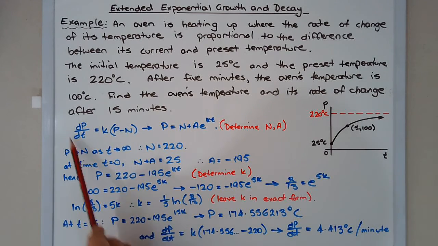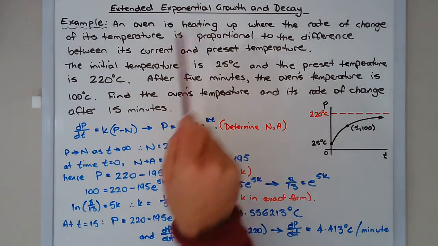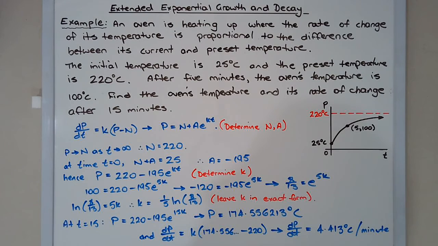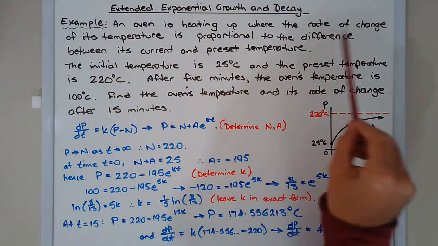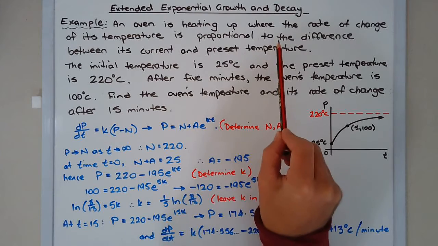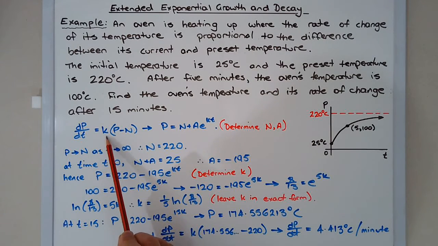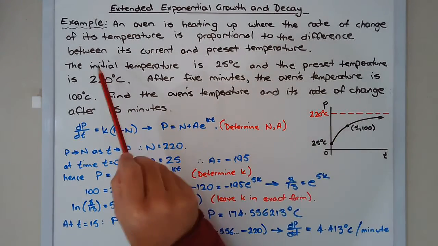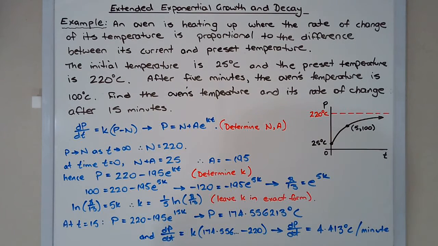Now this differential equation here models this situation. So an oven is heating up where the rate of change of its temperature, that's dP/dt, is equal to k, so you can think of k as the constant of variation, multiplied by the difference between its current and preset temperature, that's P minus N. So P is the temperature of the oven at any point in time, and N is the preset temperature, and that's a constant, a fixed number.